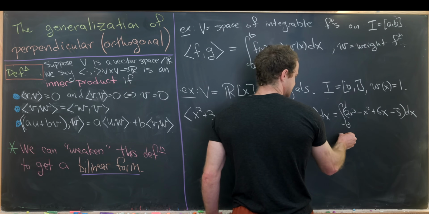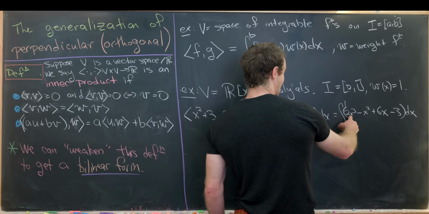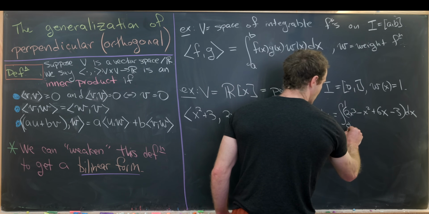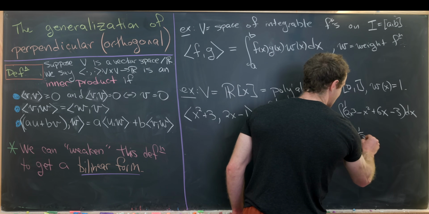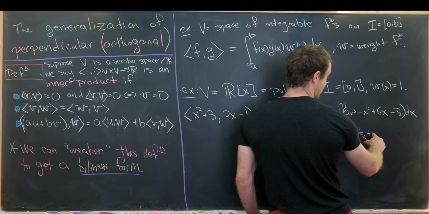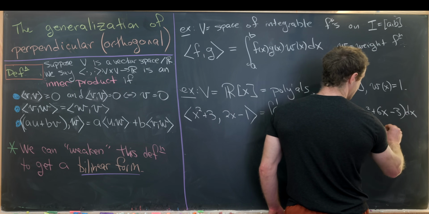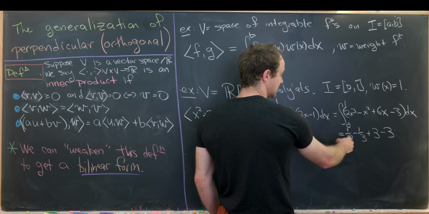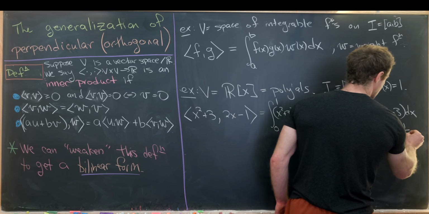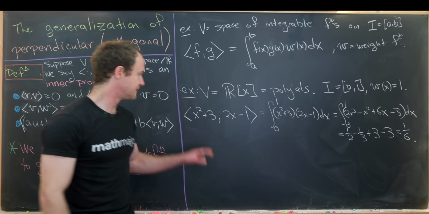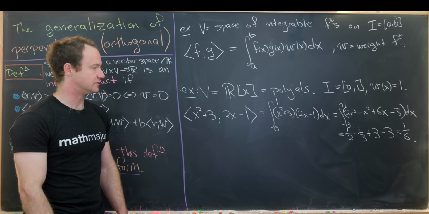We can take all of these antiderivatives. Here we'll get a half because it gets to 2 over 4 evaluated at 1. So here we'll have a half. This will be minus a third. This will be plus 3. And then this one will be minus 3. So in the end, we get a half minus a third, which is 1/6. So that's the inner product of those two.